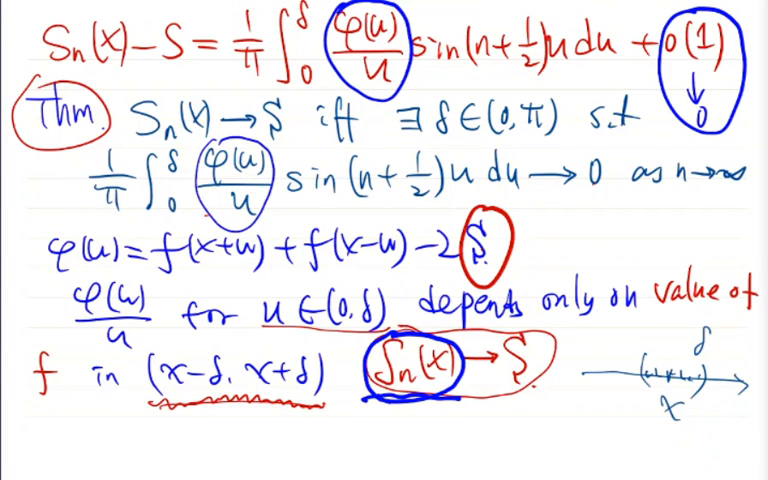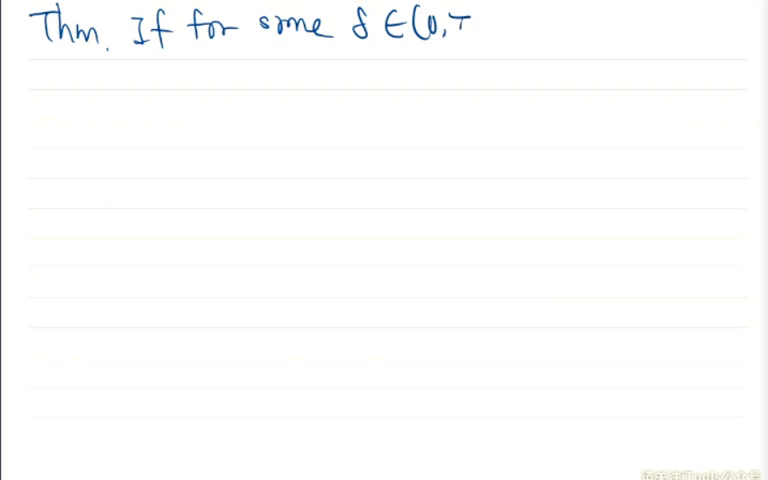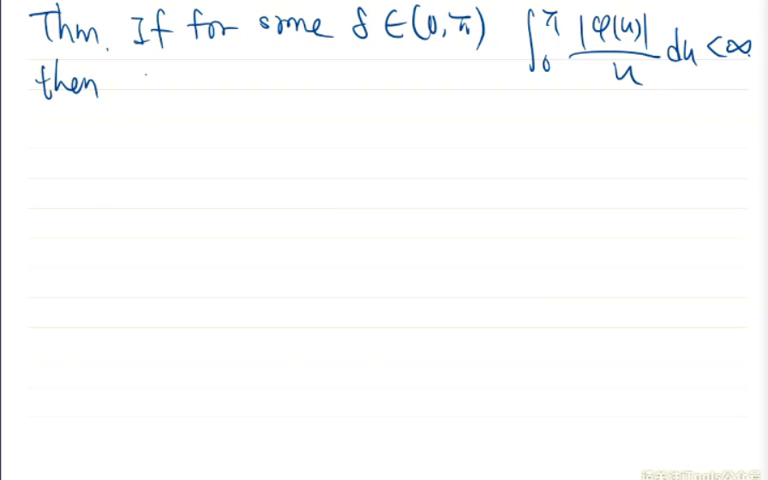And now before that, we state an important result, the so-called Dini theorem. If for some delta in (0, pi), we have the integral from 0 to delta of phi(u) over u is finite, then s_n(x) goes to s.